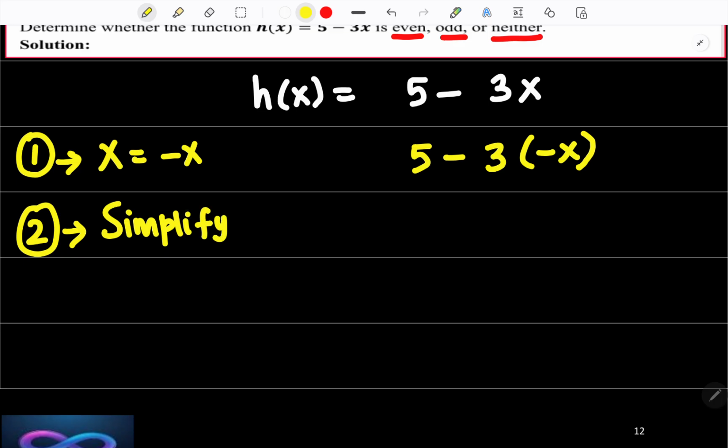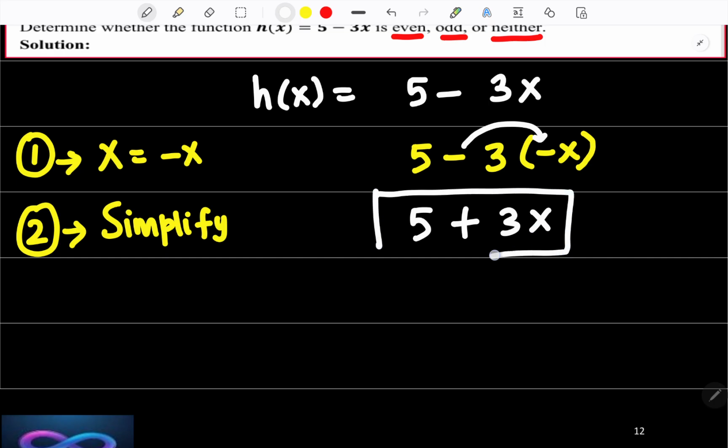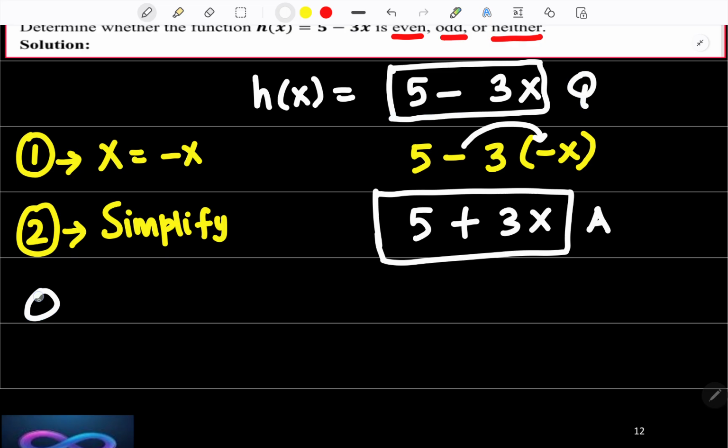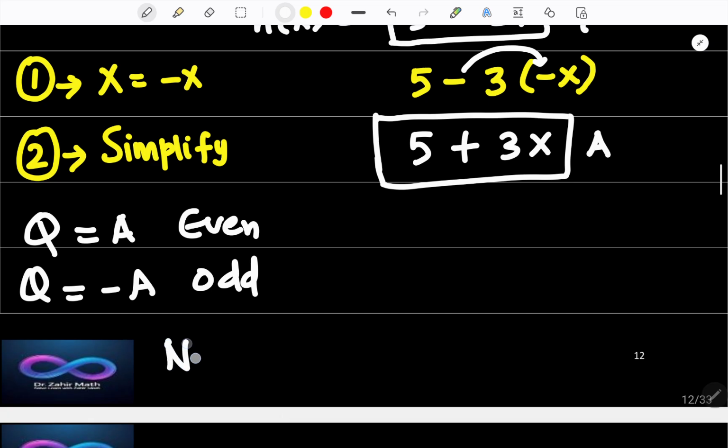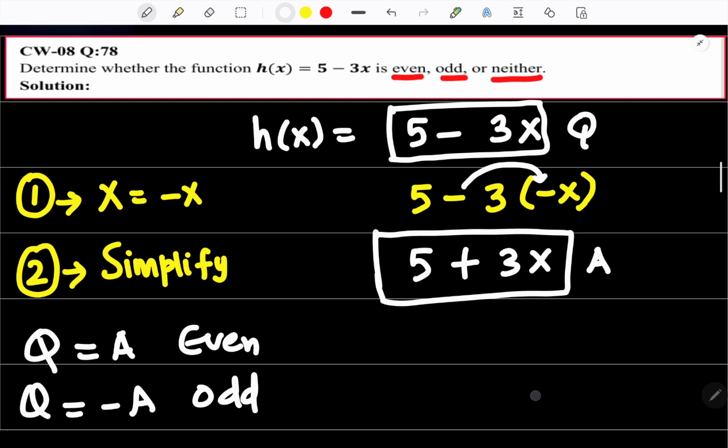What do you mean by simplify? Minus, minus, plus, remove the brackets, everything. So what happens now? 5 minus of minus what? Plus 3x. So this is your answer. Okay, everybody? And this is your what? Question. Right. If the question is equal to answer, even. If the question is equal to minus answer, odd. If both are not possible, we are going to say what? Neither. Clear, everybody? Right.